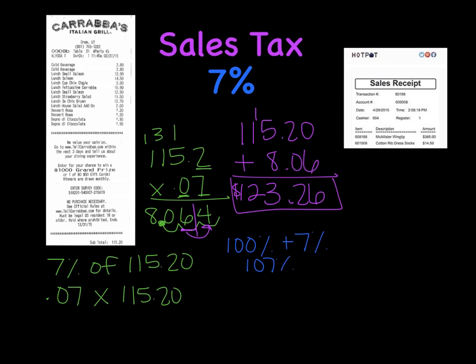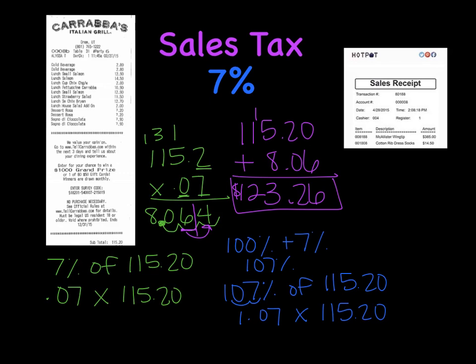So if I think of 107% of my bill, which is $115.20, now I can just move my decimal back and multiply 1.07 times my $115.20, and when you multiply that, you should end up with the exact same total that you did here, $123.26.